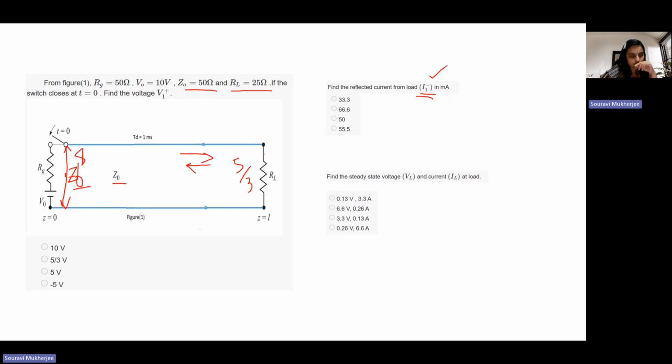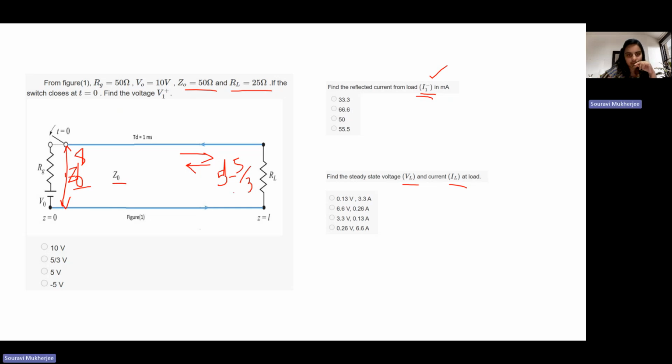Now, once you know the amount, something was transmitted, some part got reflected, right? So you know what is the voltage that is reaching the load, right? And that will be nothing but the starting voltage minus the reflected, right? 5 minus 5 by 3. So what it says is find the steady state voltage VL and the current IL at the load. So what will be the steady state voltage at the load? That will be nothing but whatever was incident minus the reflected value, right? 5 minus 5 by 3.